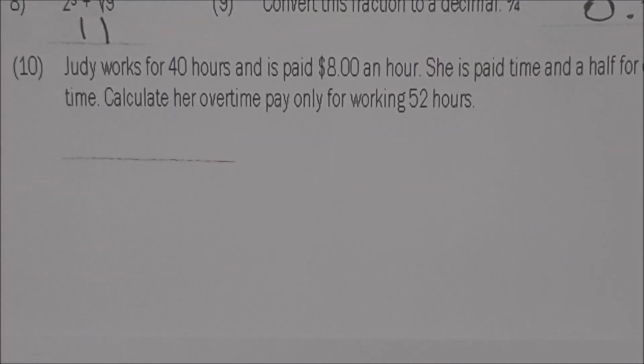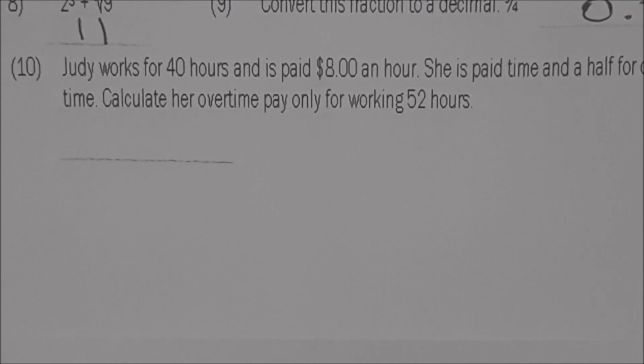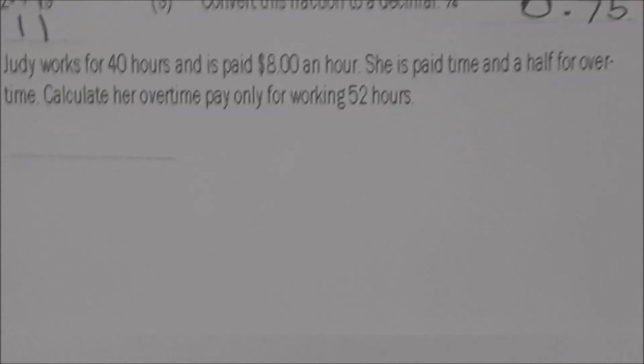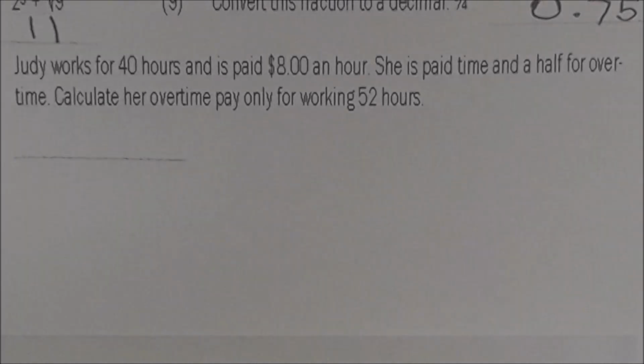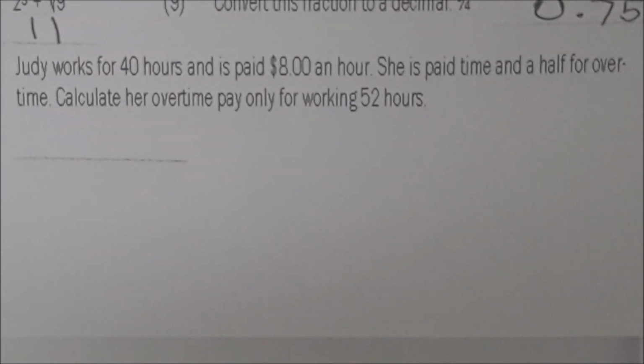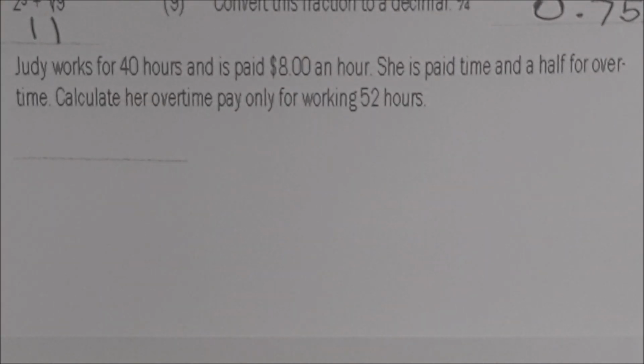Okay, Rafaela, we get to number 10 now. And I need you to read it. Judy works for 40 hours and is paid $8 an hour. She is paid time and a half overtime. Calculate her overtime pay only for working 52 hours. Okay, so Judy normally works for 40 hours, but if she works any time longer than that, she's paid overtime. Overtime is paid at time and a half, but she worked for 52 hours.